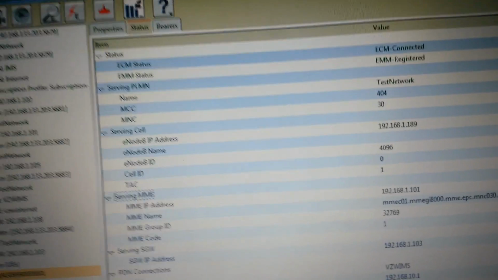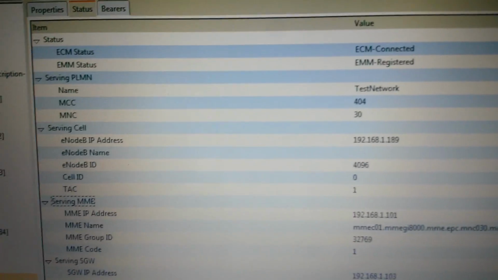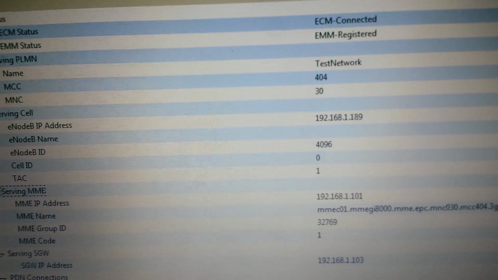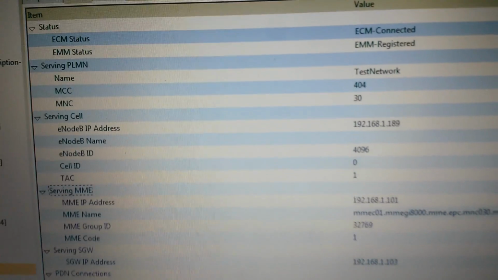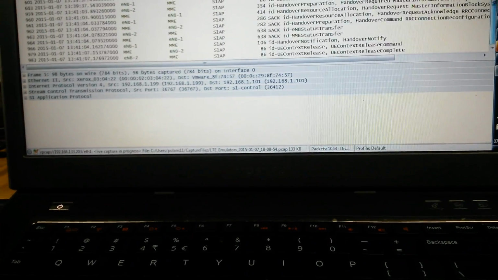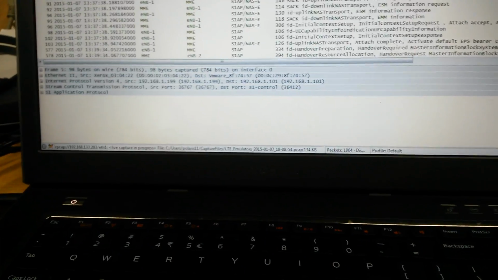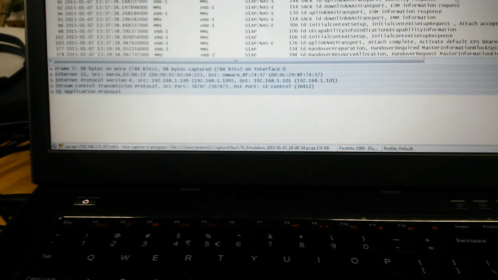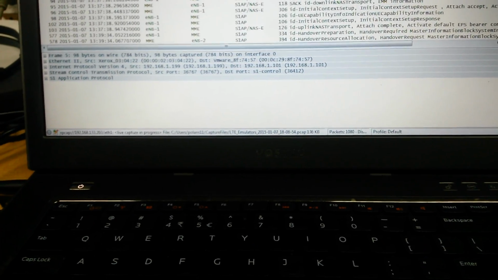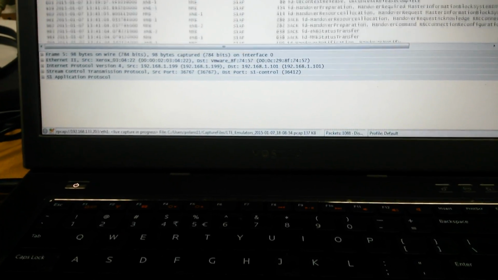Okay, so what we see now is the eNodeB serving this UE is eNodeB 1, IP address 189. We can check the packets in Wireshark also. This was the initial attach request, and then after that we have the handover messages.